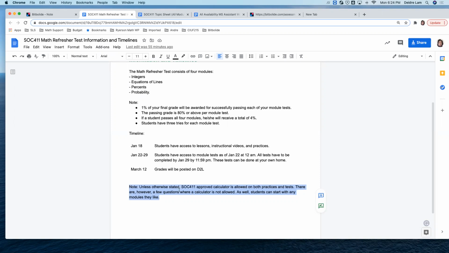Also, please note that the Sociology 411 approved calculator is allowed on both practices and tests, unless the question states that a calculator is not allowed. As well, students can start with any modules they like.